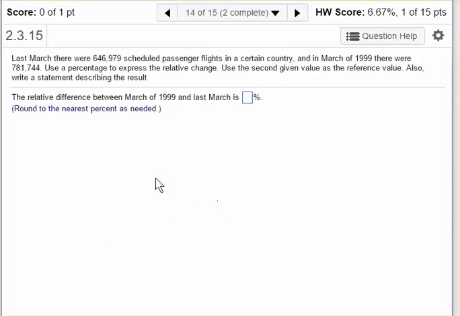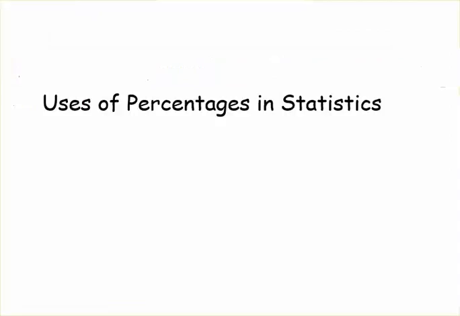It says that last March, there were 646,979 scheduled passenger flights in a certain country. And in March of 1999, there were 781,744. Use a percentage to express the relative change. Well, let's go ahead and take care of this problem. So, what do we know so far?